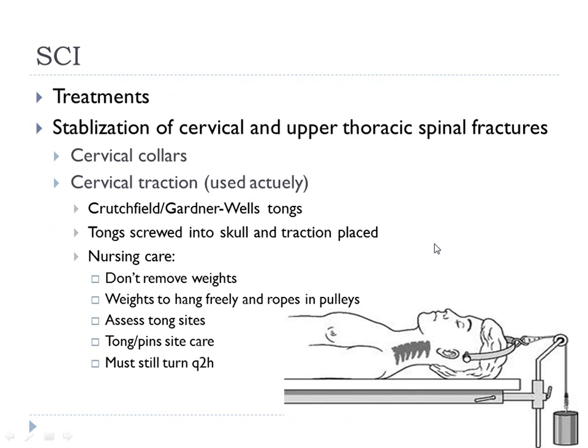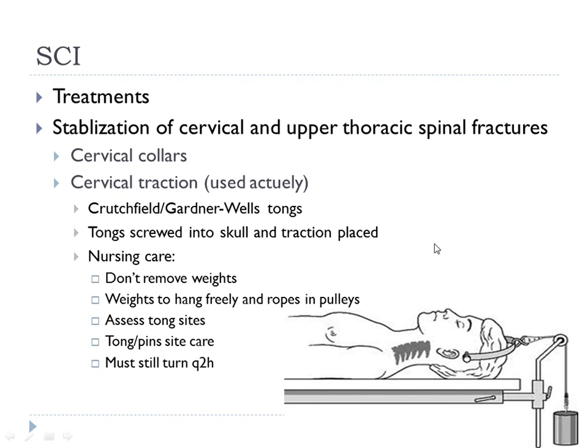If the person has had a cervical spinal cord injury, they need to have their C-spine immobilized, right? Or if they just simply have a cervical vertebral fracture with no spinal cord injury, we want to prevent a spinal cord injury by immobilizing their C-spine. The primary way that we do that is by putting a cervical collar on the patient. You've seen lots of these, right?